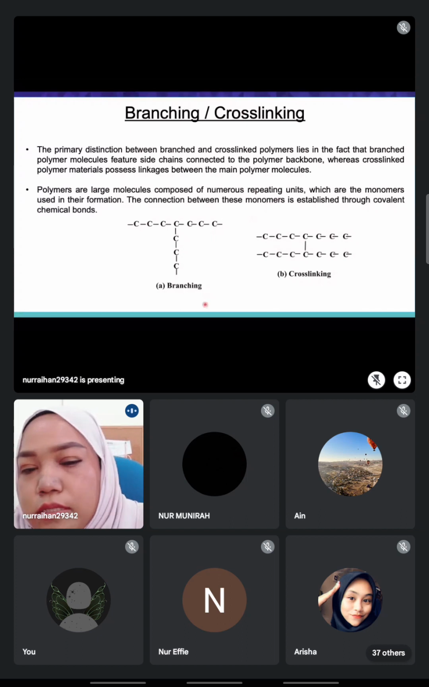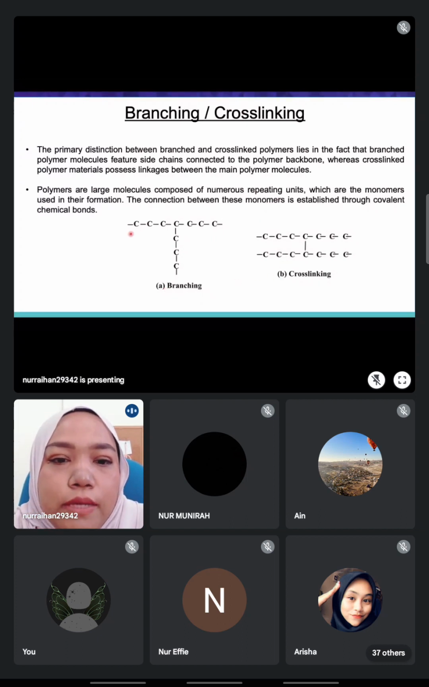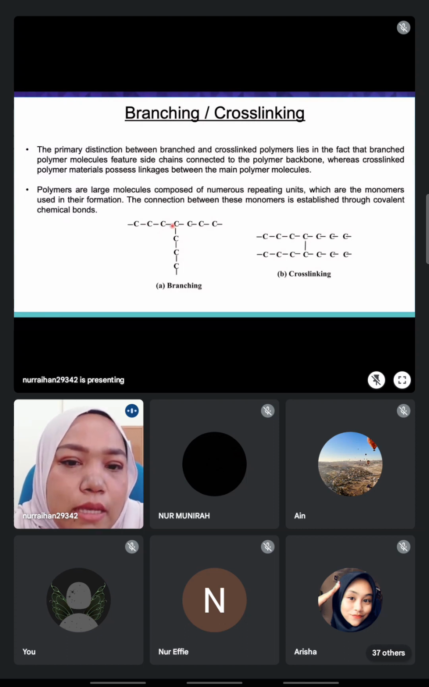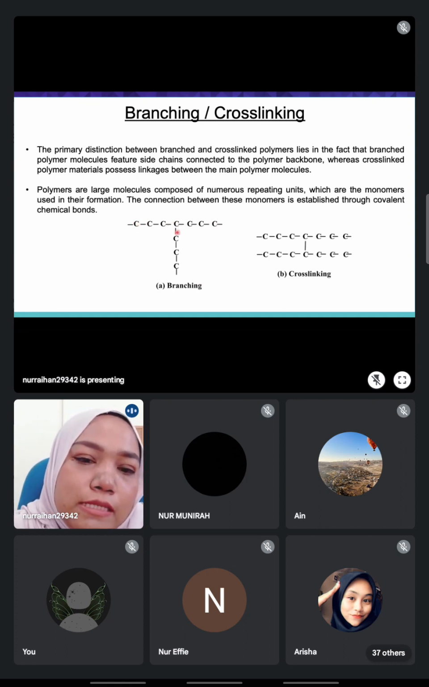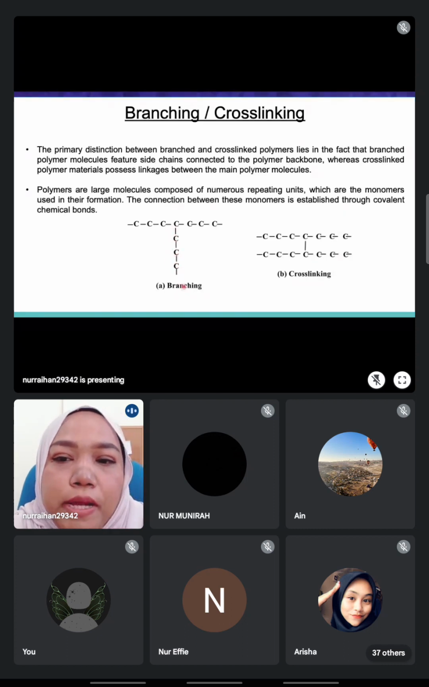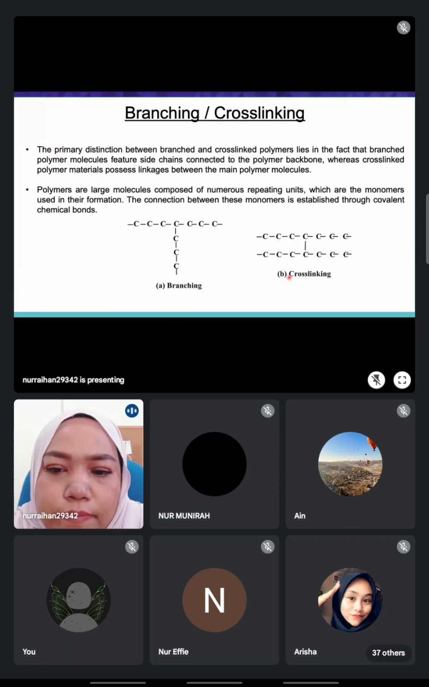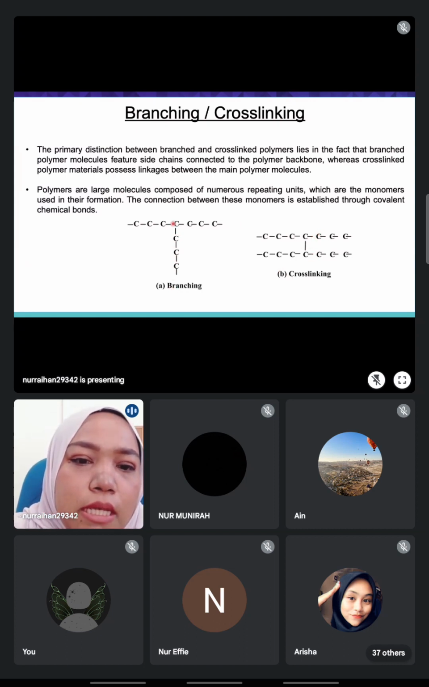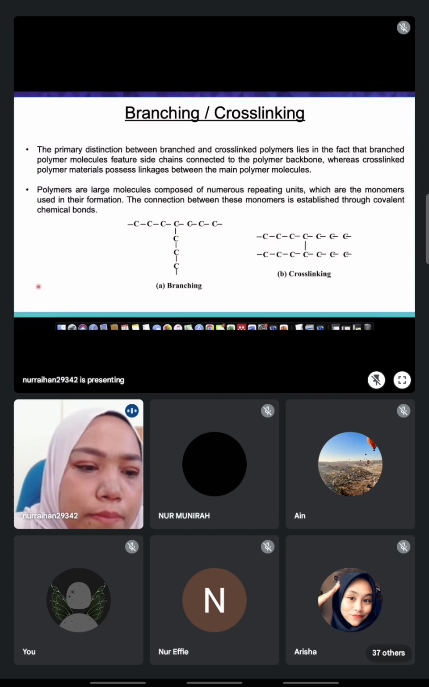So this is the illustration between the branching and cross-linking. You can see the branching is about the chain growth at the carbon. So this main chain, and then they have a side chain that grows at different directions. So this one possibly be the branching for this polymer. Meanwhile, the cross-linking, as you can see here, cross-linking also links the carbon to carbon. Same goes to the branching. They link the carbon to carbon.